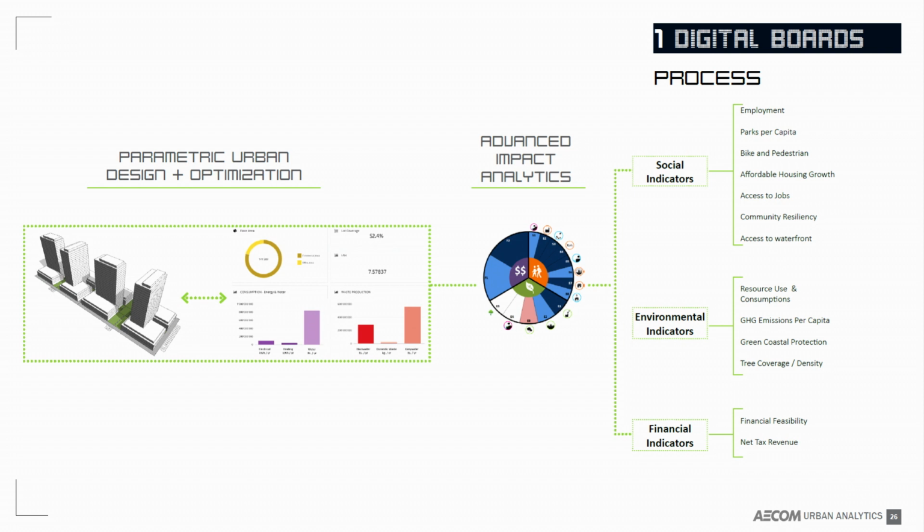We have our parametric urban design rules, which we use to optimize things. And then we have advanced impact analytics that takes data from this whole process and comes up with a set of indicators. Again, these indicators are not set in stone. They need to be contextualized, in the sense that New York City is different than DC, which is different than Florida. So we have to look at these indicators in that context. These models give us the ability to tweak or fine-tune each of those indicators.